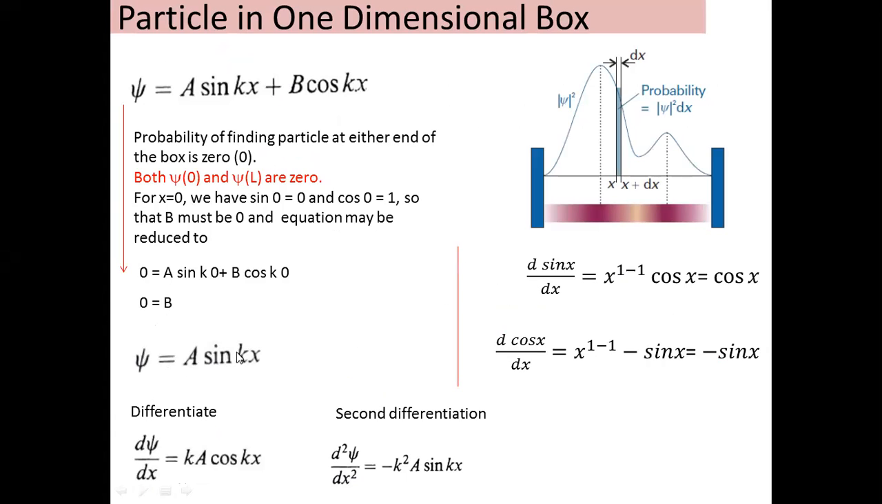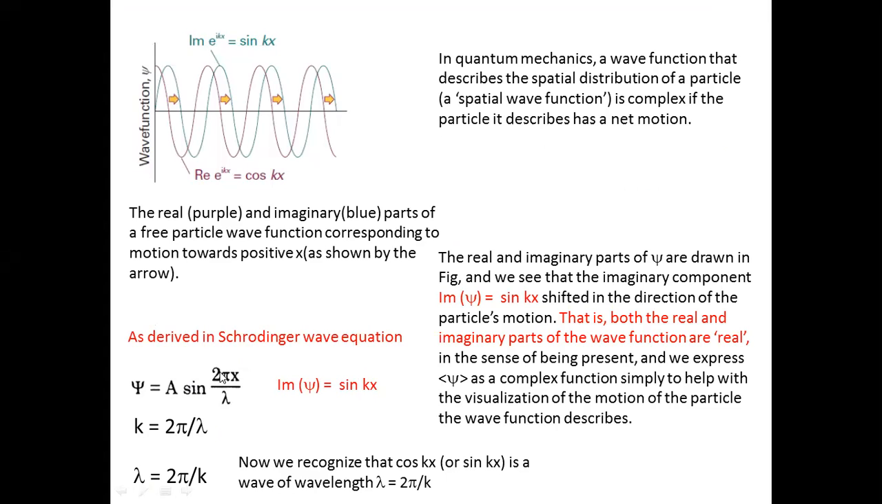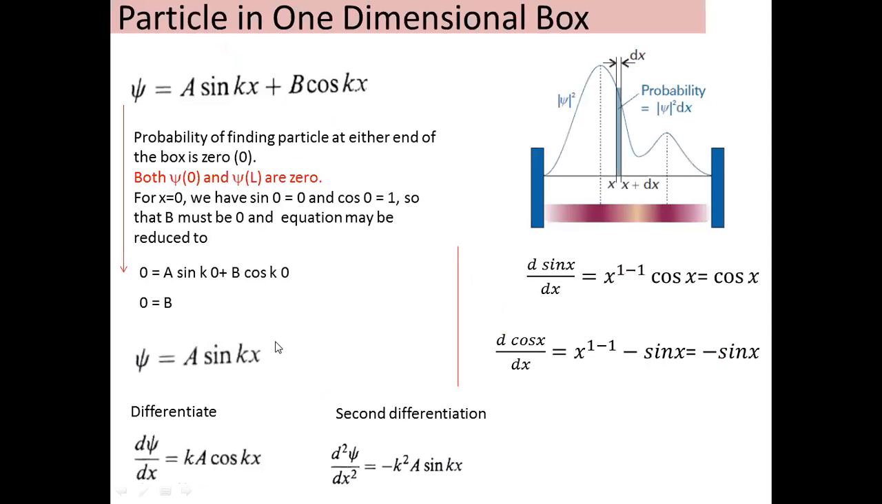So when you put the value of k, this equation will become psi equal to a sin kx, as given over here. So this was the Schrodinger wave equation when you put the value 2 pi over lambda as k, and it becomes psi equal to a sin kx, as indicated in this equation. So this is one form of the explanation.